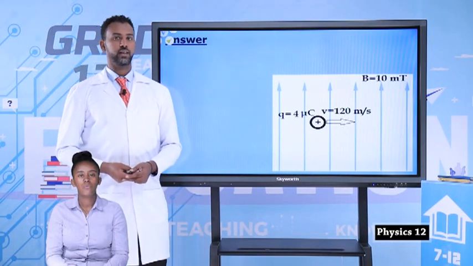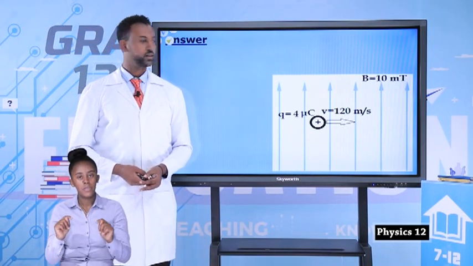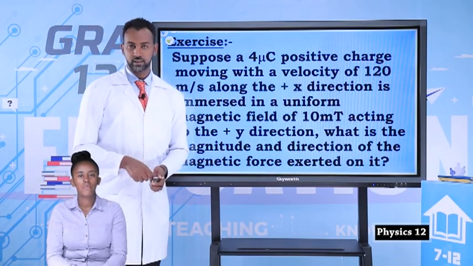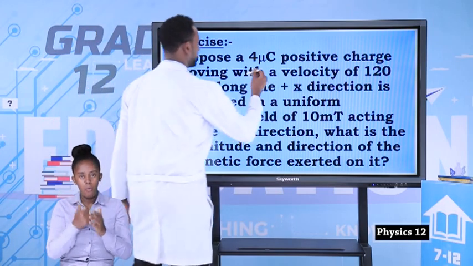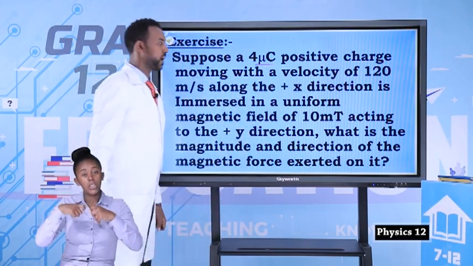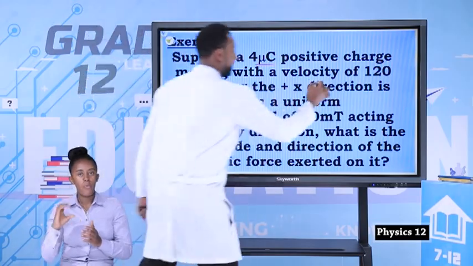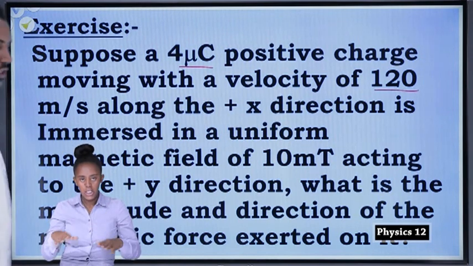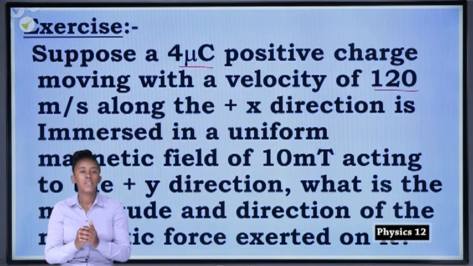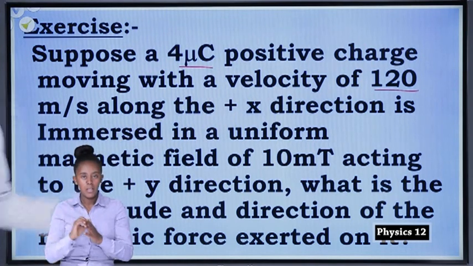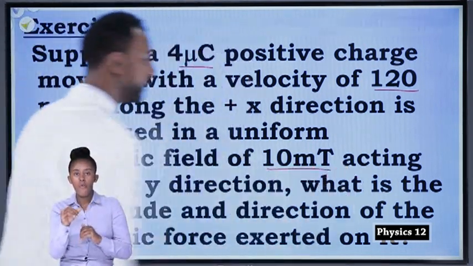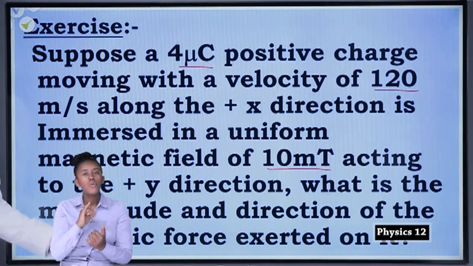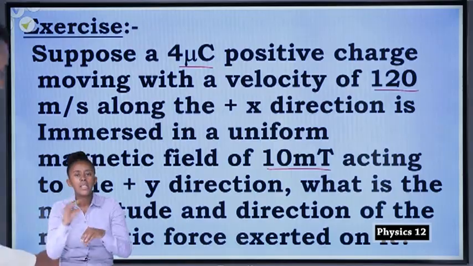Students, I hope you have tried that. So let's try to solve it together. So what are the given quantities? The given quantities are the charge. The charge is 4 microcoulomb. And the other quantity given is the velocity of the charged particle and its direction as well, in the positive x direction. And it is immersed into a uniform magnetic field, which is 10 millitesla. Now the question is, what is the magnitude and direction of the magnetic force?